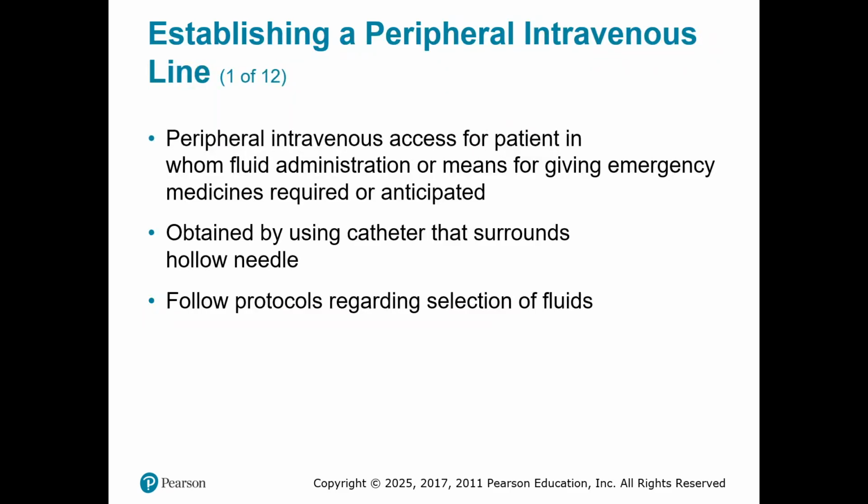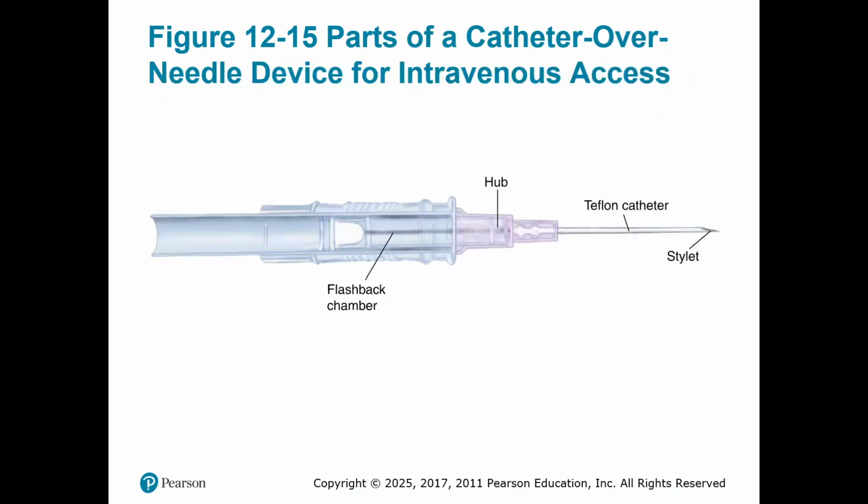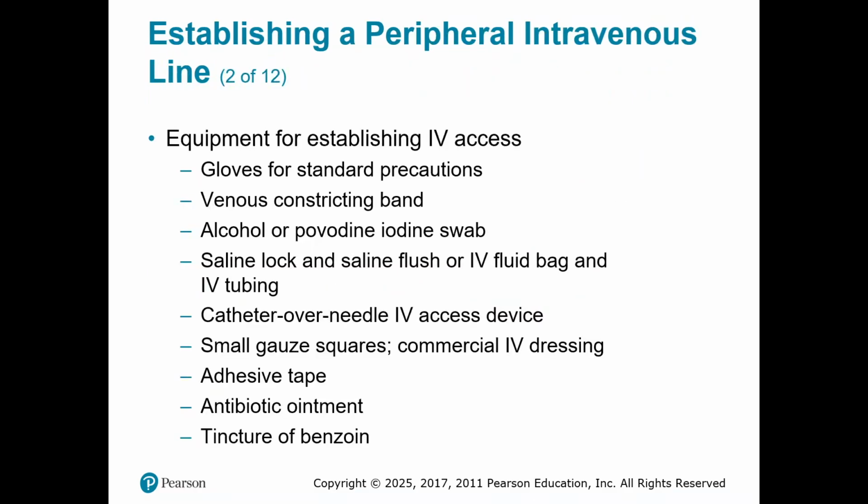Peripheral intravenous access for patients in whom fluid administration or means for giving emergency medicine are required or anticipated. Here we have an IV needle. Here's your hub. We have a Teflon catheter, the stylet, and the flashback chamber, which lets us know we're in the vein. The equipment used.